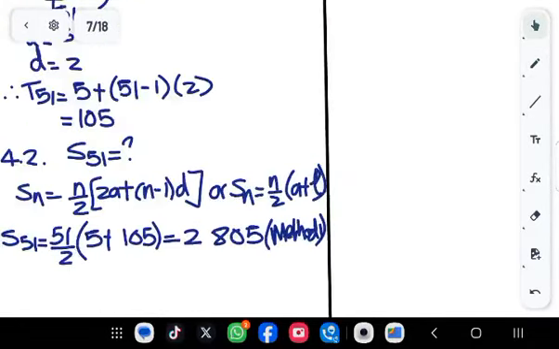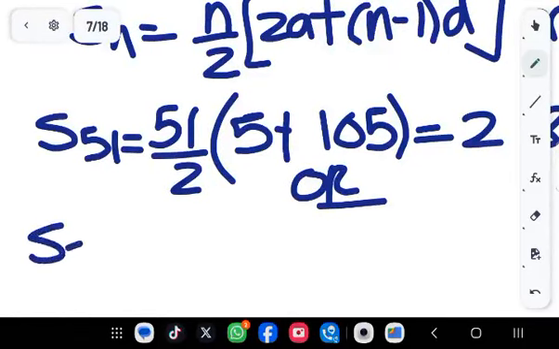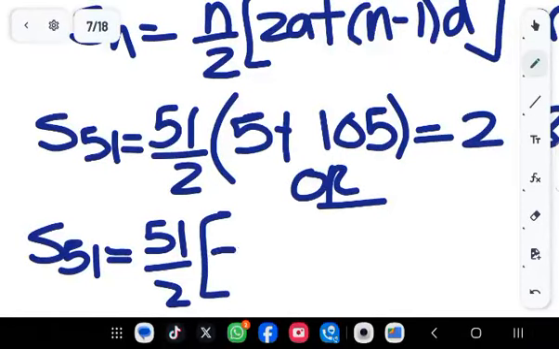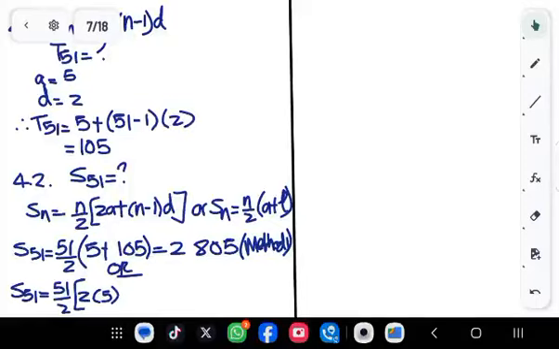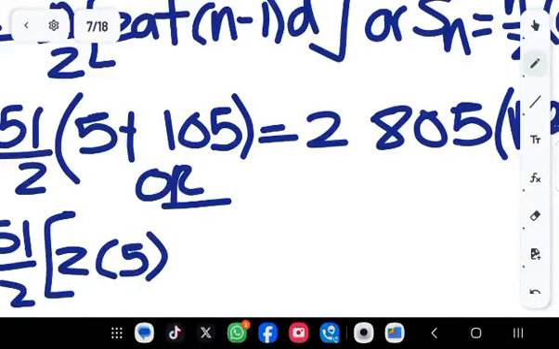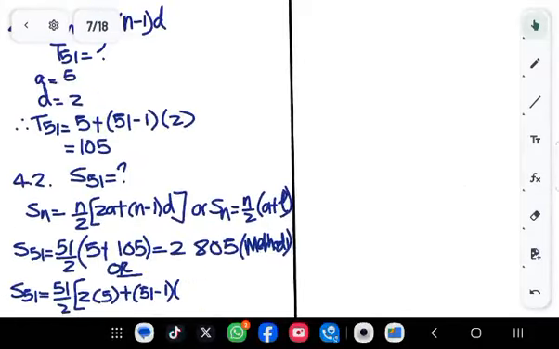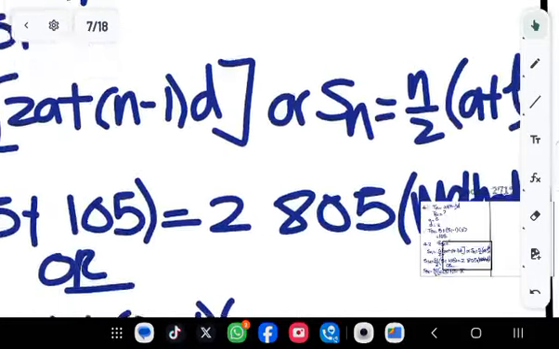Let's look at method 2 using the other formula. If you use method 2, S51 equals 51 over 2 in bracket, 2 times a, where a is 5, that's the first term, plus n minus 1 times d, so 51 minus 1 times d, where d is 2. That is the common difference.